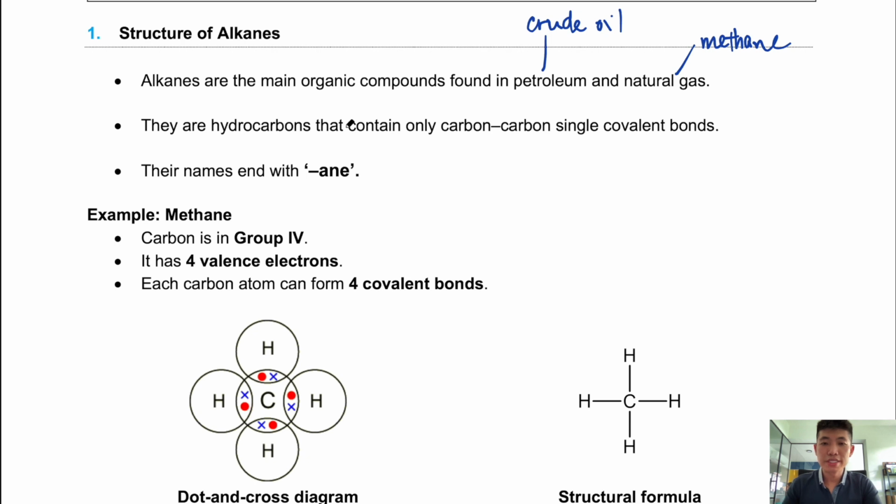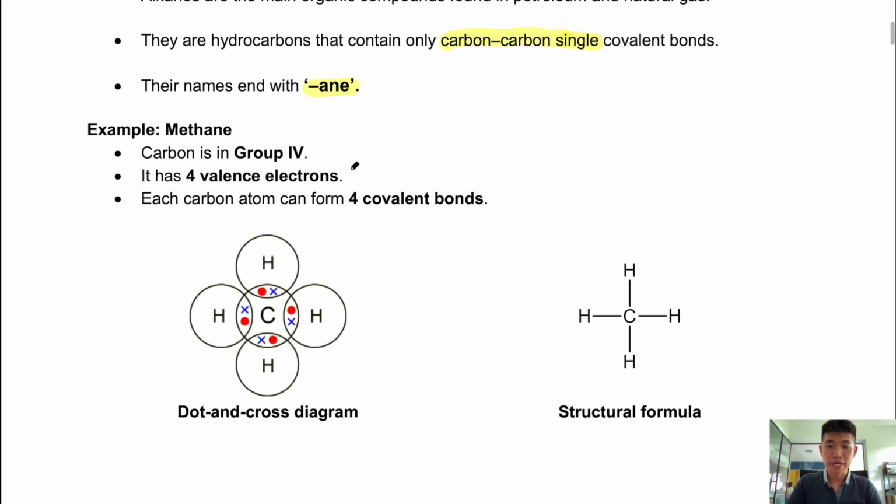Alkanes are hydrocarbons that contain only single covalent bonds between carbon-carbon atoms, so single bonds only. We learned about the naming, so alkanes always end with the -ane suffix. The first member of our alkanes family is methane, and over here we see their dot and cross diagram and structural formula. Always remember, because carbon has 4 valence electrons, it will need to form 4 covalent bonds.